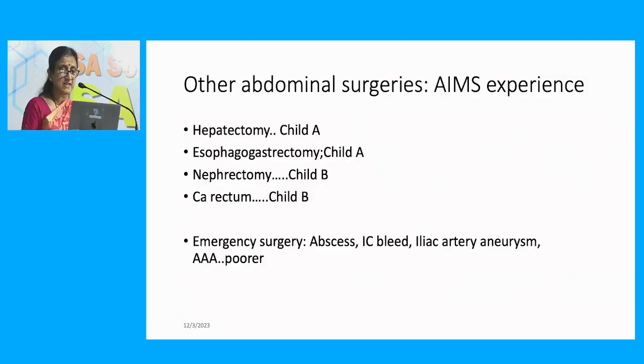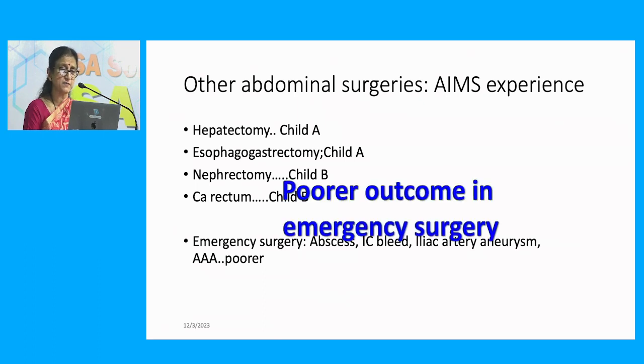Our experience in Child A, we have done hepatectomy, esophagogastrectomies, nephrectomies, and in Child B, colectomy. And the factors that really prognosticate a poor outcome are emergency surgeries, abscesses, and vascular surgeries, which have had a poor outcome amongst our experiences.